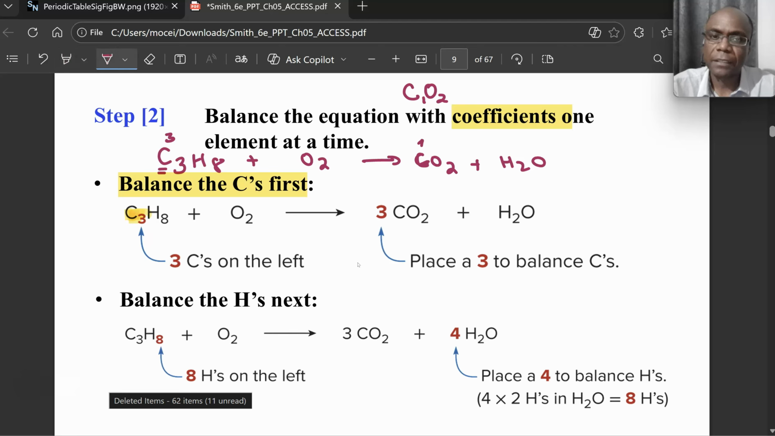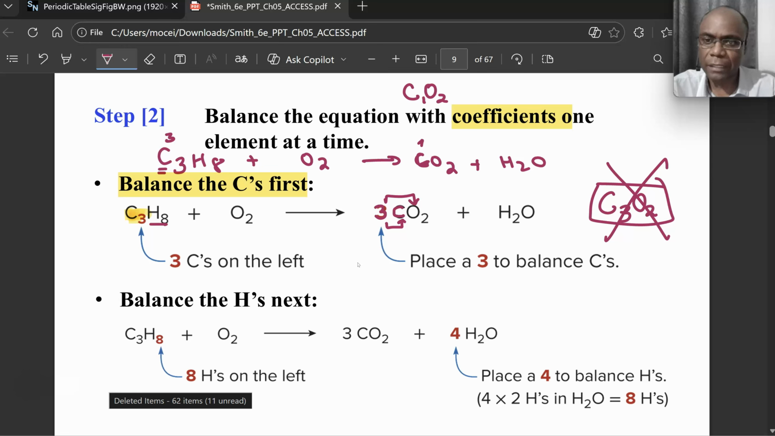So to balance my CO2, I will not put the 3 down there. No, that would change the CO2 entirely, and there's nothing like that that exists. So you don't want to change the subscript. Instead, we put a 3 before the CO2. Now that 3 is multiplying both the carbon and the number of oxygens, so you have to keep that in mind. So now we've balanced our carbon, but the problem is the oxygen is affected.